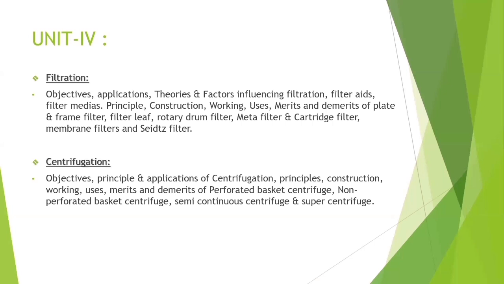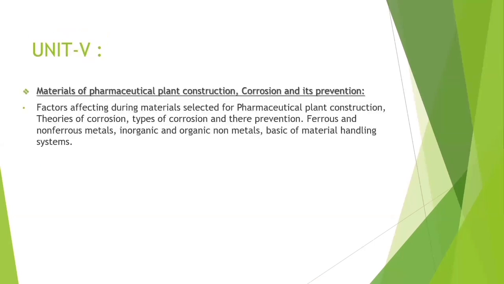Next one is the centrifugation chapter. In the centrifugation chapter, we will discuss the principle, applications of centrifugation, and construction, merits, demerits. These are all covered in centrifugation. Next is Unit 5, that is materials of pharmaceutical plant construction, corrosion, and its prevention. In this chapter, we are going to discuss the factors affecting material selection for pharmaceutical plant construction, theories of corrosion, types of corrosion, and their prevention. This is about Unit 5.